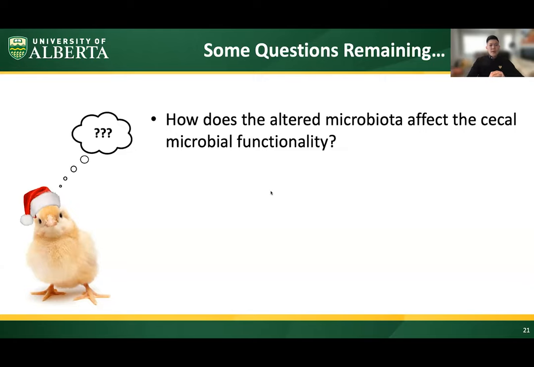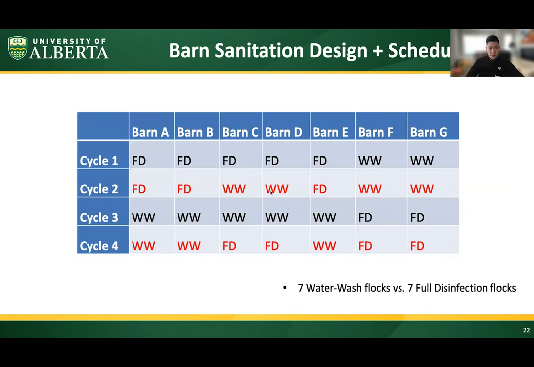Although, with the help of 16S rRNA amplicon sequencing, we found that the chicken gut microbial composition was altered by the barn cleaning methods, there are more questions to be answered. That is, we were only able to find out who was there, but we were not able to answer what they were capable of in the chicken gut.